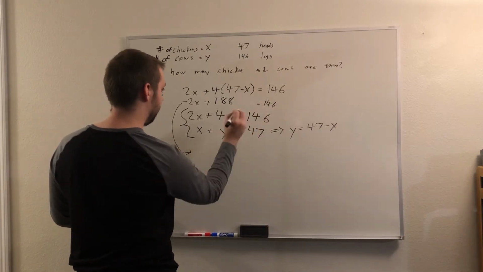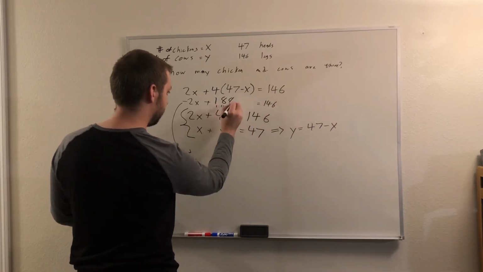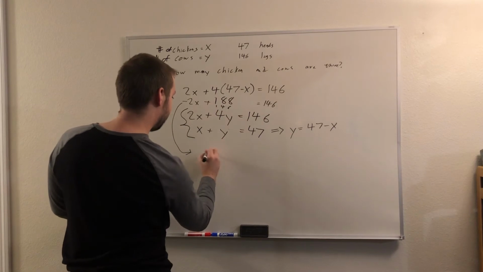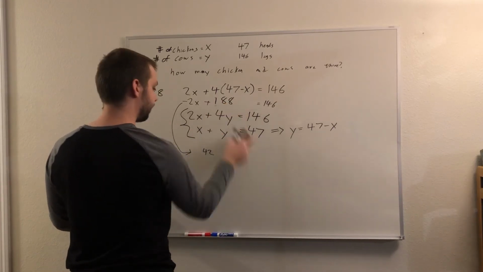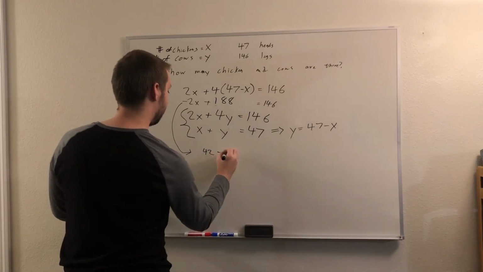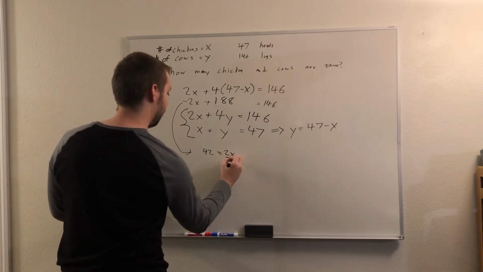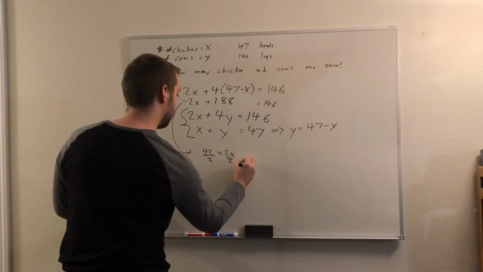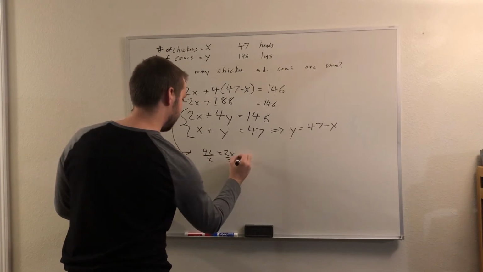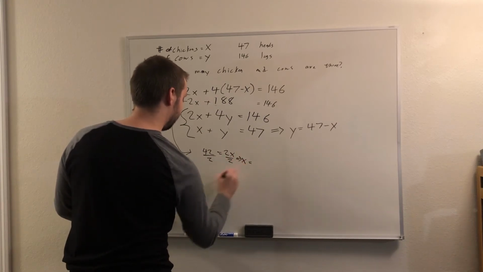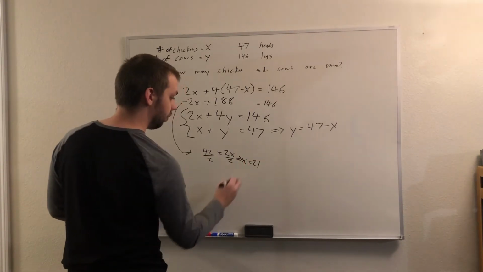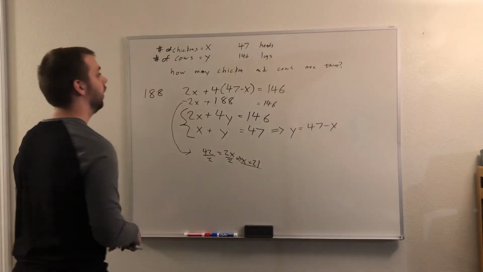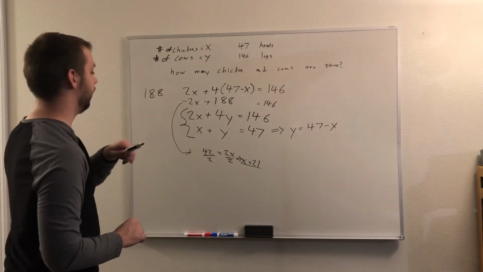So let's see, do it like that, that'll make it a little easier. So we got 2, 4. Okay, so that's 42. So we have 42 equals 2x, divided by 2. So then x equals 42 divided by 2, which is 21. Boom. So that's how many chickens we have, right?